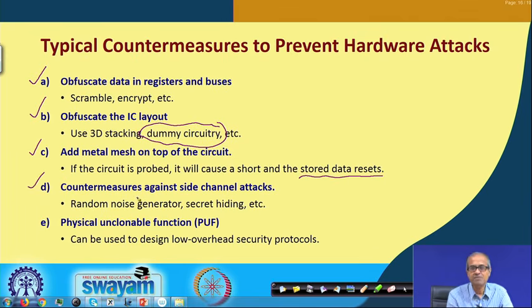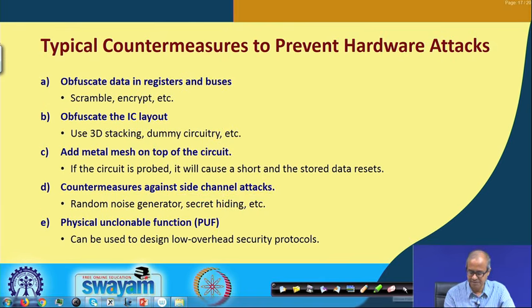Similarly, there are some countermeasures which have been proposed against side channel attacks. Some of these we shall be talking about in some detail. Random noise generation, secret hiding, we shall talk about this later. And of course, physical unclonable function, we talked about this, just the name we mentioned, PUF. PUF is a concept, a device which can be used to design this kind of hardware security measures in a very robust and safe way. We shall see all these things later, how these are done.